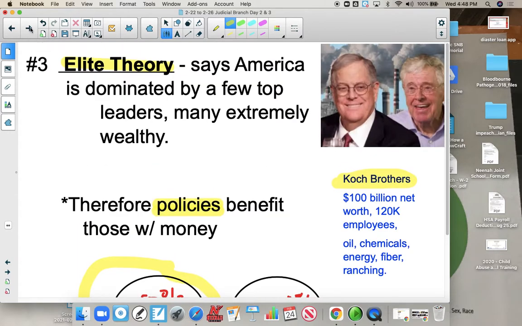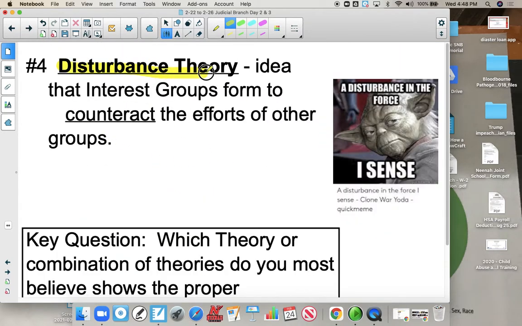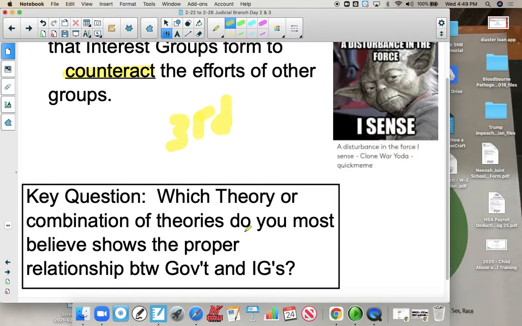Our last theory, number 4, is disturbance theory. This is the idea in government involvement in interest groups that interest groups form to counteract the efforts of other groups. We can kind of see this. Again, we have Democrats and Republicans. We may have a third political party here in 2020. Will we? I don't know, but it's possible that we'll have a third political party as a result of those that still support Donald Trump and those that are still considered Republicans against Trump and Democrats. We never know. But there's definitely a disturbance in the force in government that you might argue is part of these theories that show an interaction between government and interest groups.